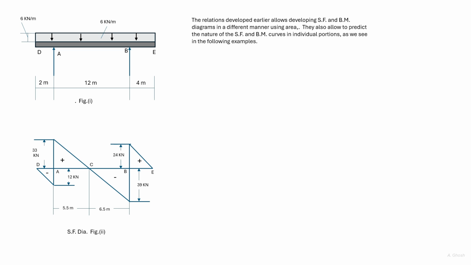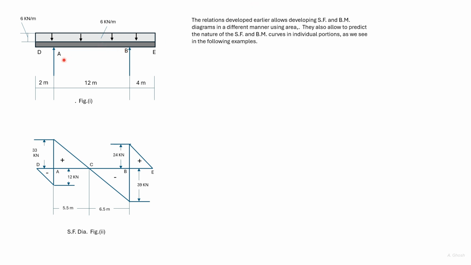Let us consider this problem. This case has overhang on both sides. The overhang on the right is more than the overhang on the left. The total load is 6 into 18, that is 108 kilonewton. The resultant acts at 9 meters from E or 5 meters from B.